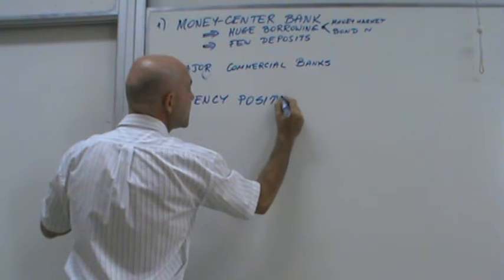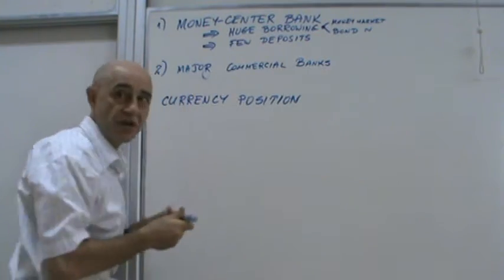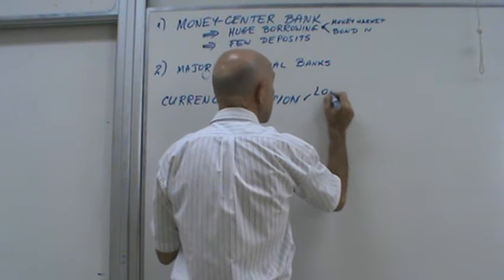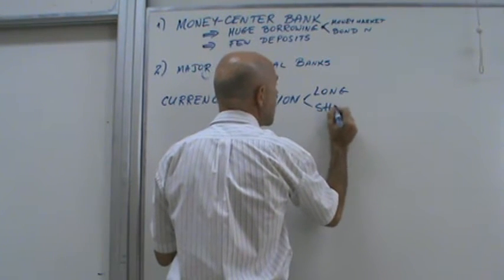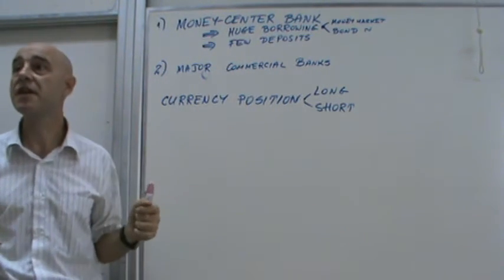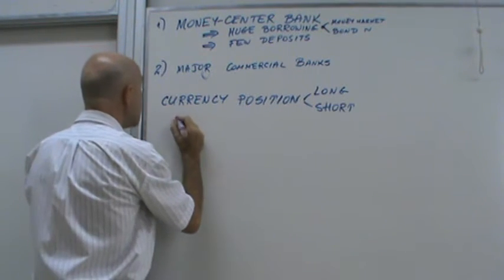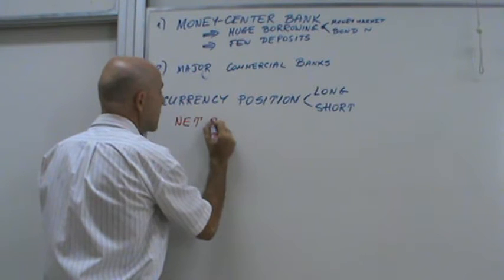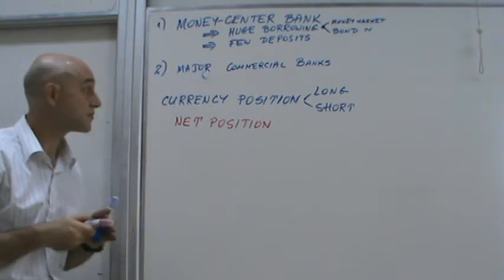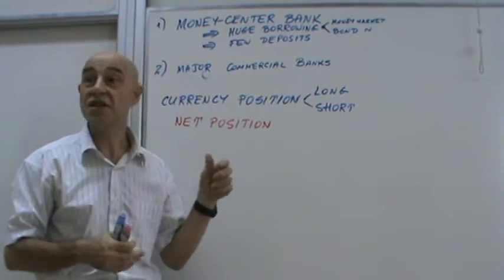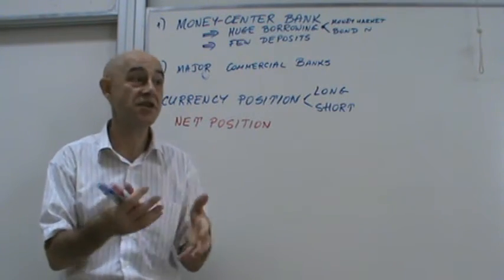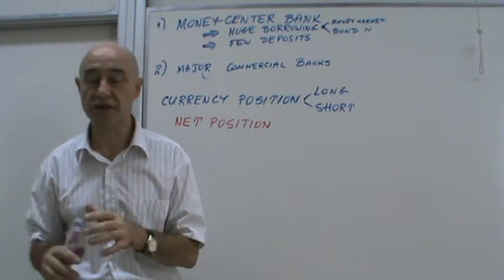We call this a currency position. Your position is long or short. Currency position, sometimes it is known as a net position. Net position. Net means you take the longs, you take the shorts, you net them out, and it's the difference between longs and shorts in a particular currency.